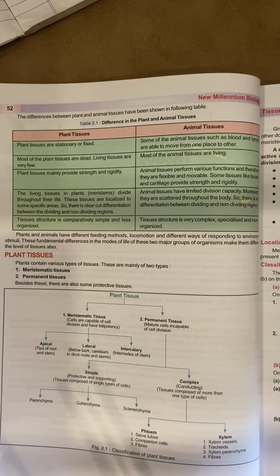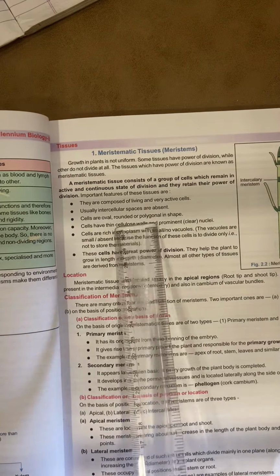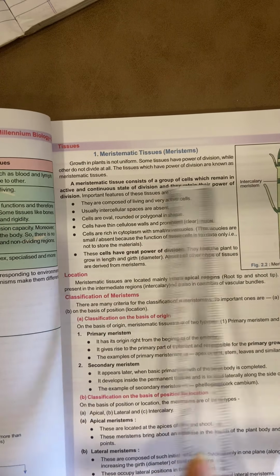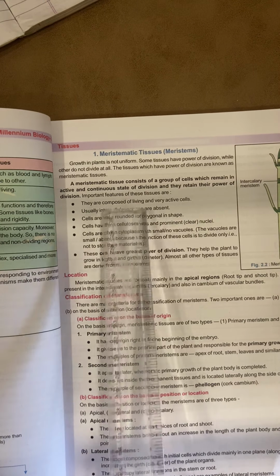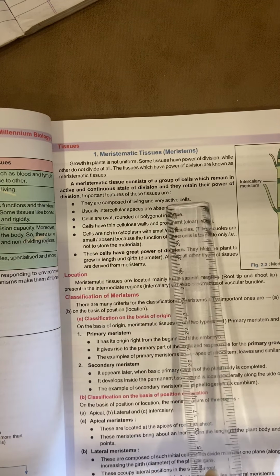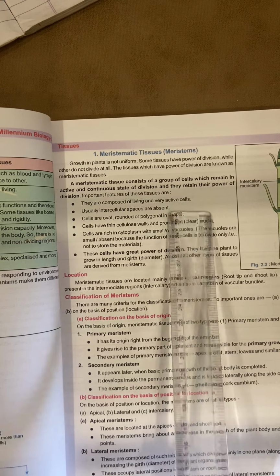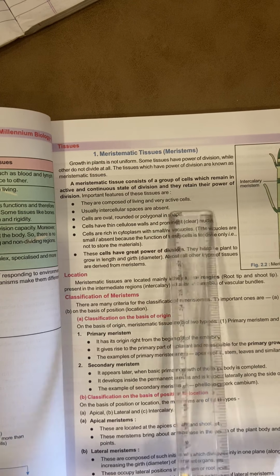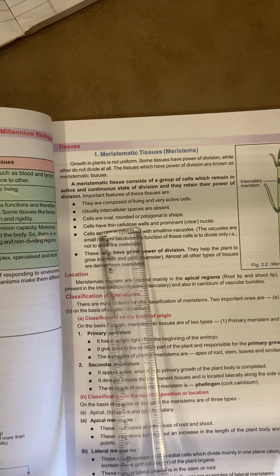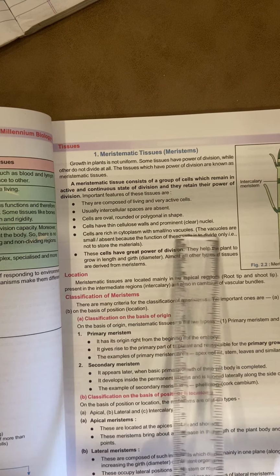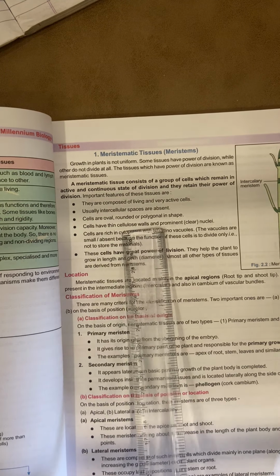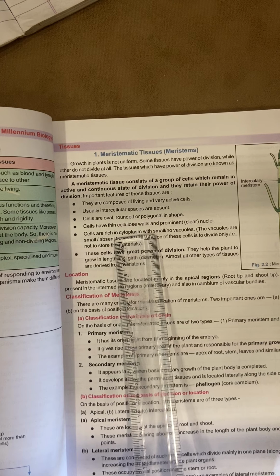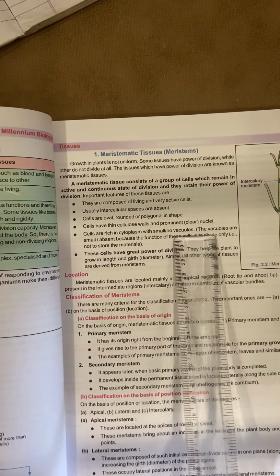Now, the type of cells which are present in the meristematic tissue, because it is a group of cells which remain active and continuous throughout life, have the following features. First, they are composed of living and very active cells because they have to continuously divide. No intercellular spaces, that is, there is no space between the cells; they are tightly packed. The shape of the cells is oval, rounded, or polygonal. The cells have very thin cellulose walls, and they have prominent and clear nuclei. Then the cells are rich in cytoplasm and have no vacuoles or very small vacuoles.